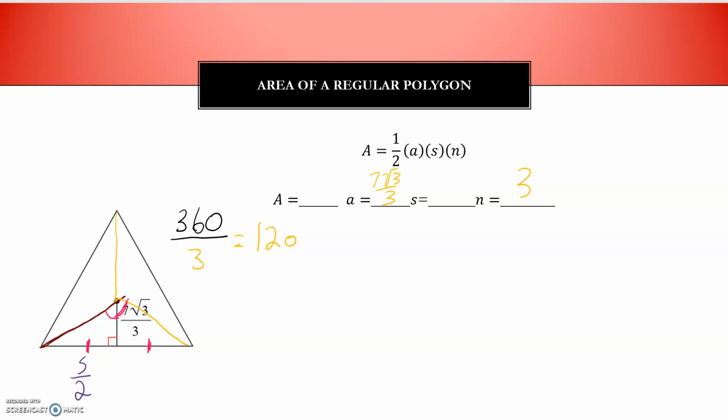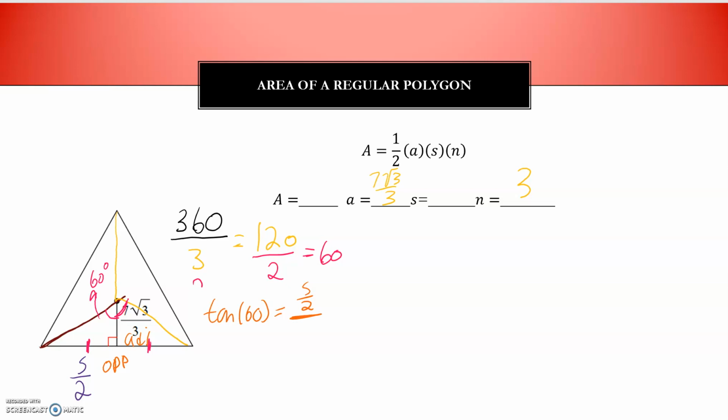So if you need to get an angle to do trig, you're going to find one of these central angles, divide 360 by n. You'll get a number, take that number, divide it by 2 to get your angle at the top of that right triangle. And then from there, we can do trigonometry. So I would like the opposite of the angle, and I have the adjacent. I would say that the tangent of 60 equals opposite, s over 2, over adjacent.